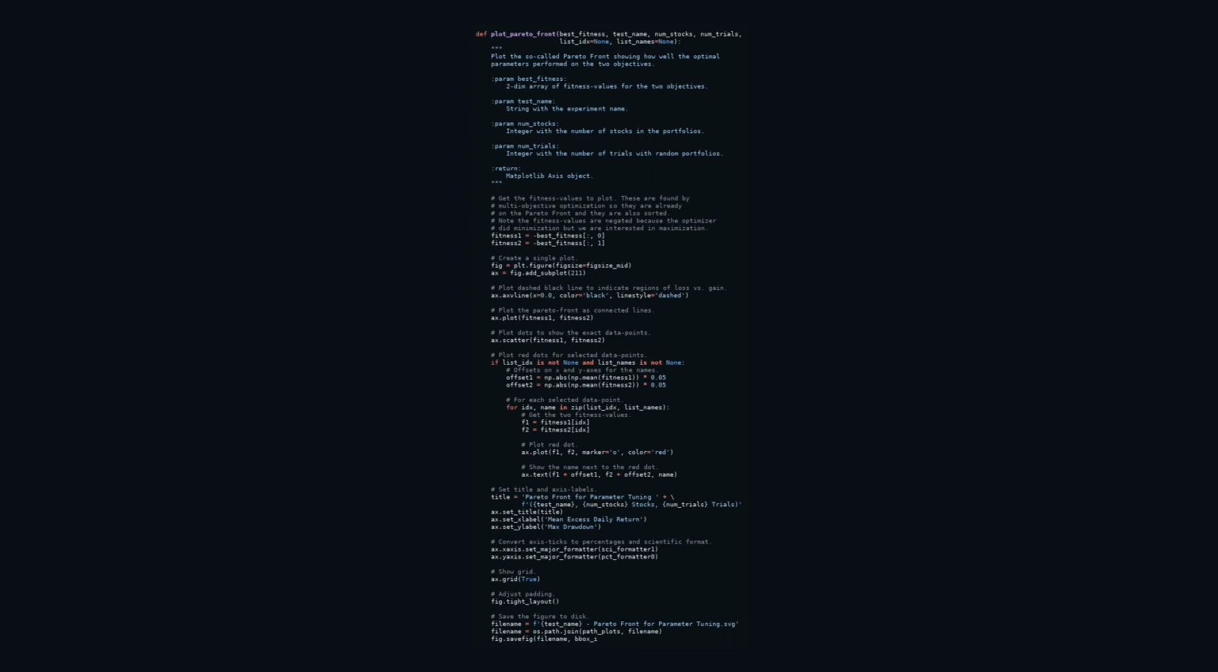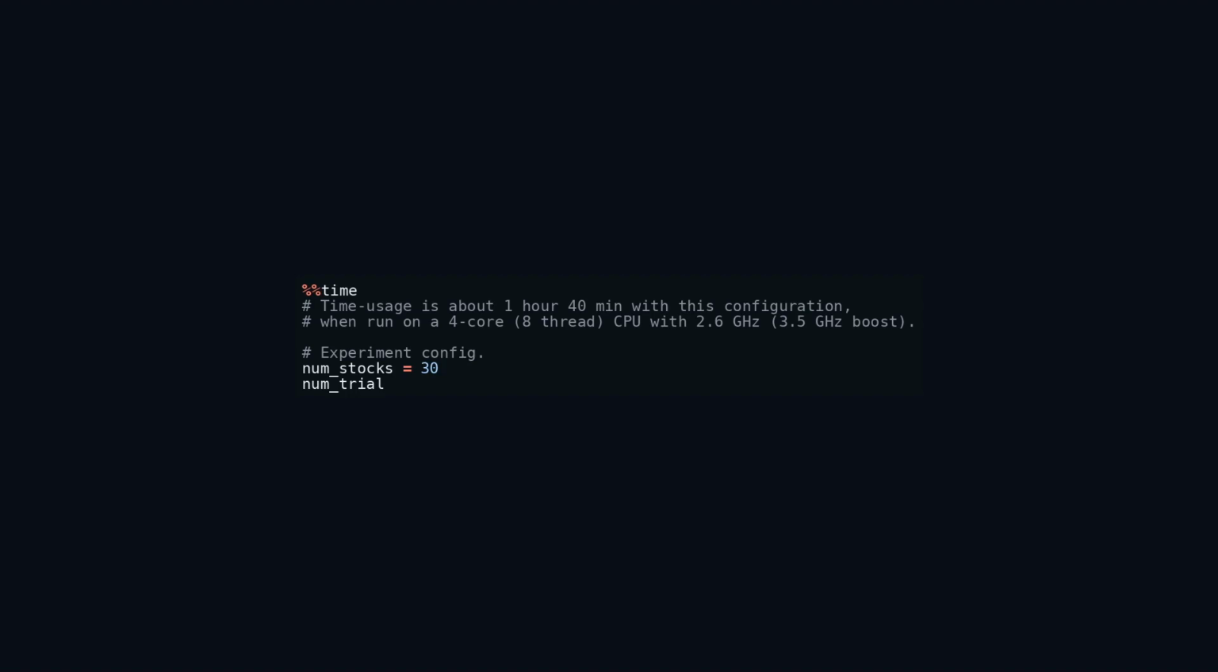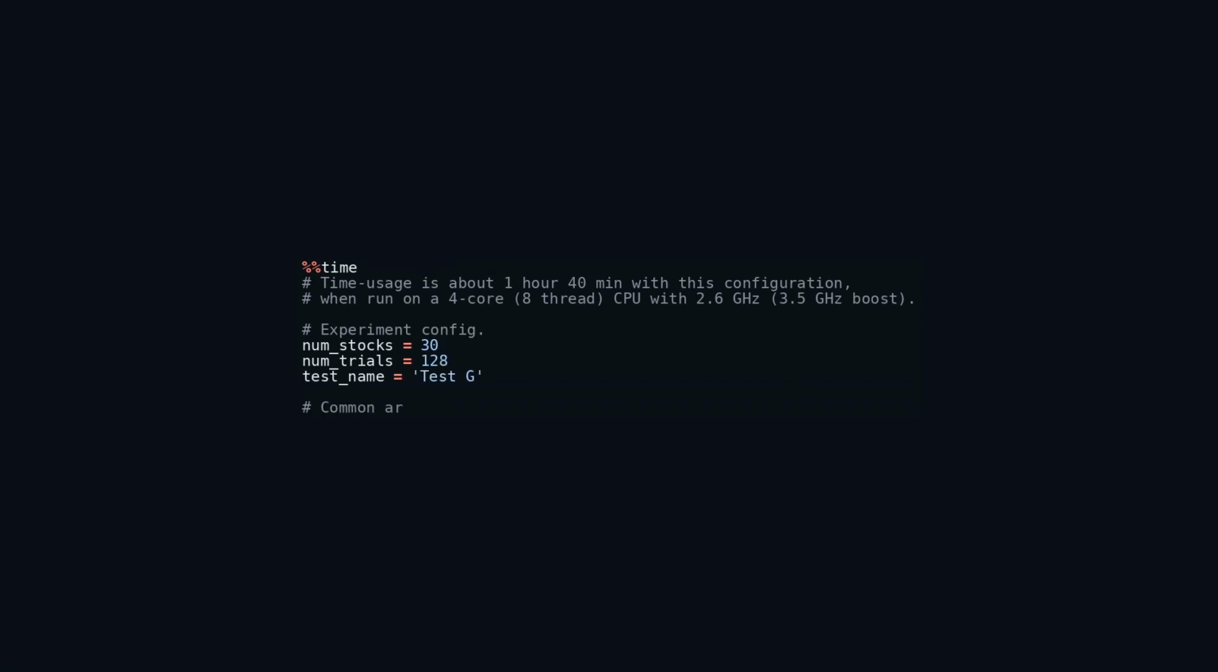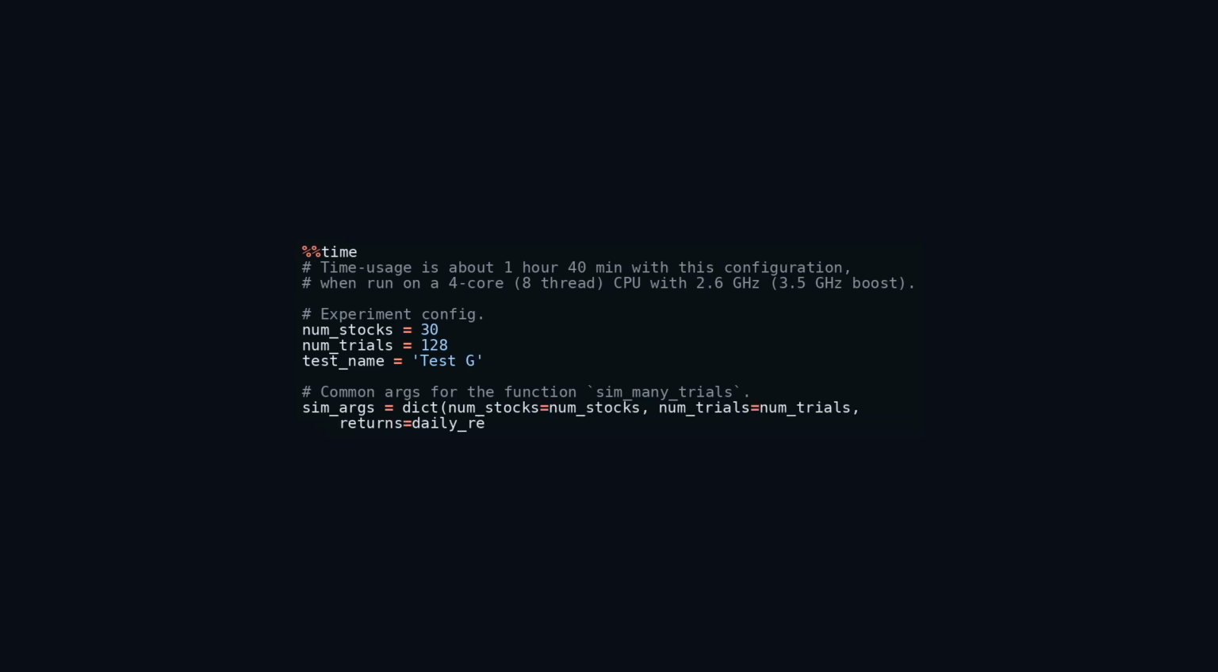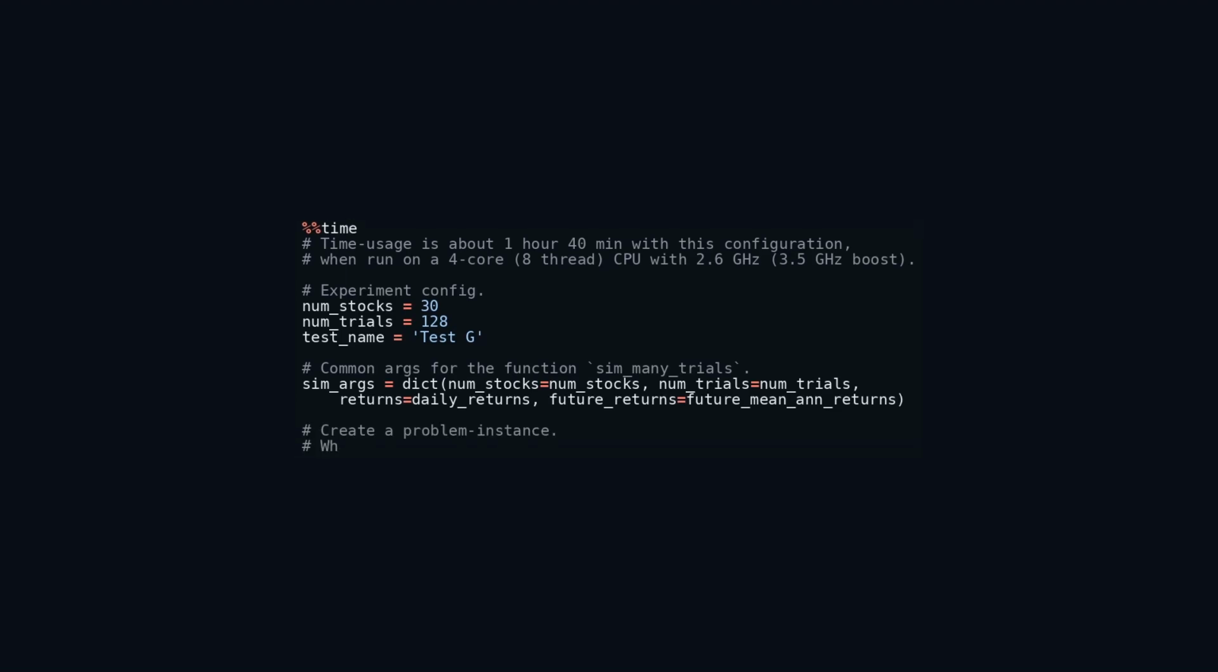This code snippet performs multi-objective optimization using the NSGA2 non-dominated sorting genetic algorithm. Initially, it sets up various experiment configurations such as the number of stocks, number of trials, and test name. A problem instance is then created with specific settings related to future stock returns. With certain noise settings, the optimized parameters tend to be more conservative.